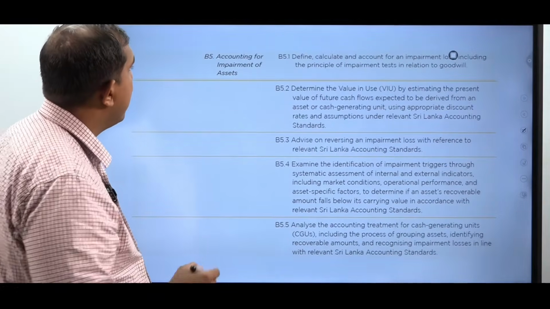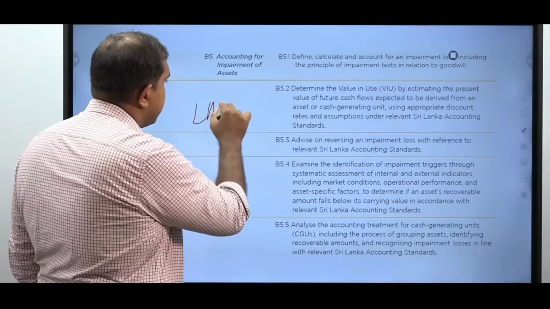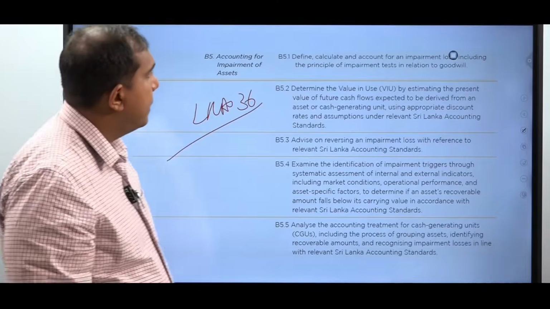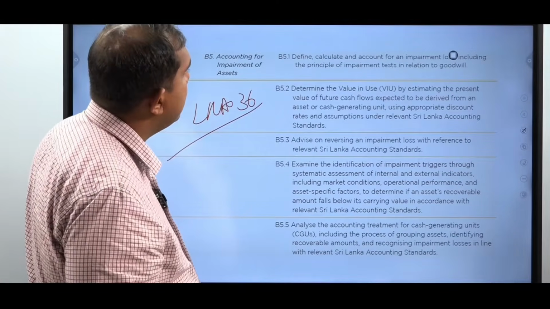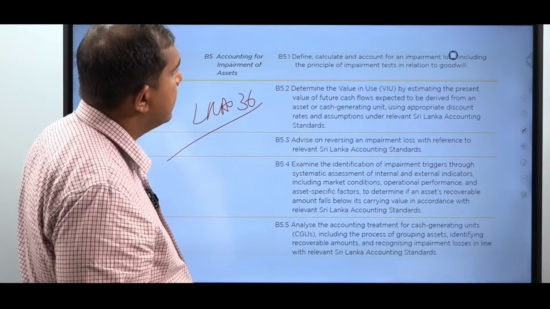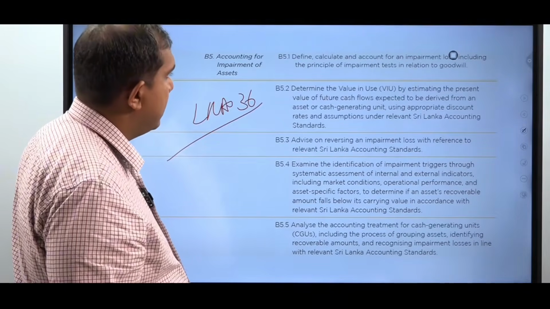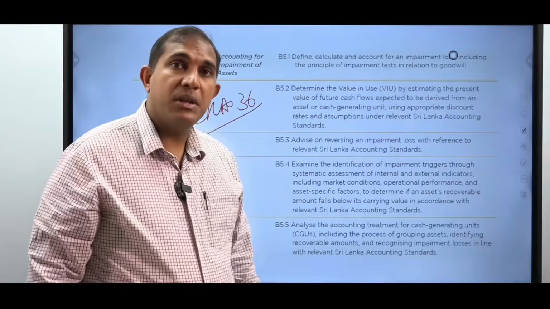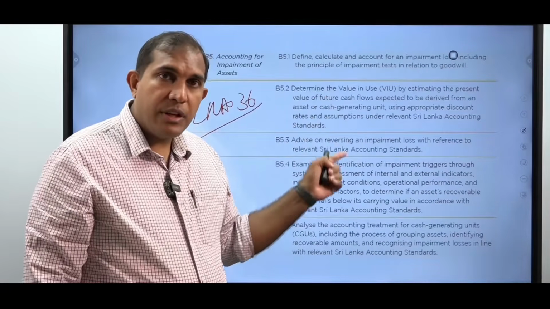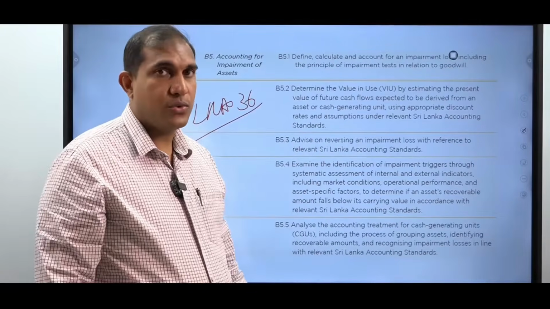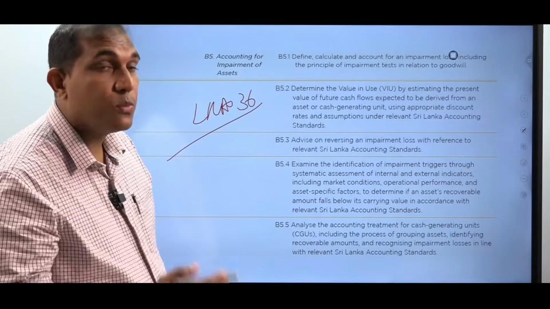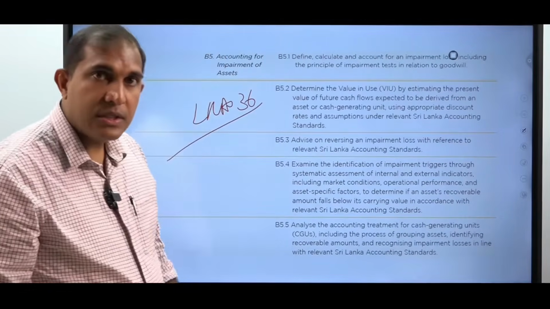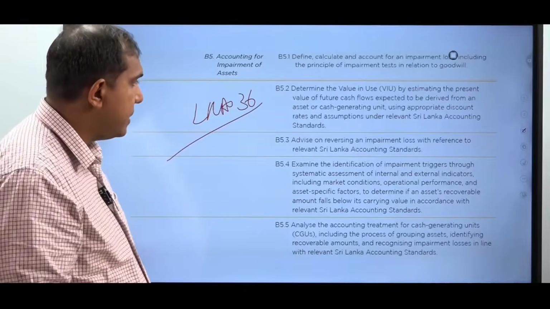Then accounting for impairment of assets, LKAS 36. Define, calculate for impairment. Then determine value in use. In order to calculate recoverable amount, we should measure value in use and fair value less cost to sell or less cost of disposal. Then advise on reversing the impairment loss. Yes, that's part of the standard.